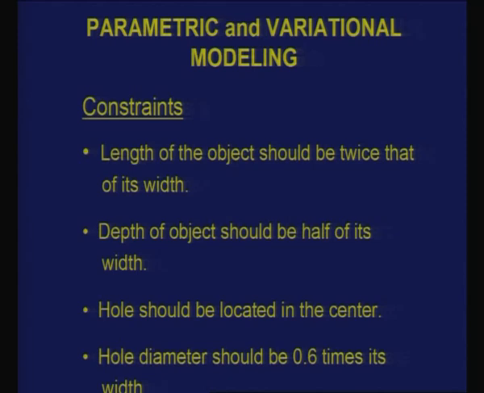Then the hole should be located in the center. Then you say the hole diameter should be 0.6 times its width. This is basically to take care that the hole is not close to the width edge. In that case, you have a problem: you have wall thicknesses which are critical, or very small in nature. So, there is certain intention behind imposing these constraints.